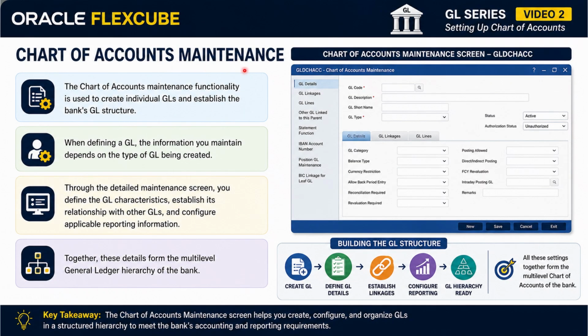Chart of accounts maintenance. The chart of accounts maintenance functionality is used to create individual GLs and establish the bank's GL structure. When defining a GL, the information you maintain depends on the type of GL being created. Through the detailed maintenance screen, you define the GL characteristics, establish its relationship with other GLs, and configure applicable reporting information. Together, these details form the multi-level general ledger hierarchy of the bank.